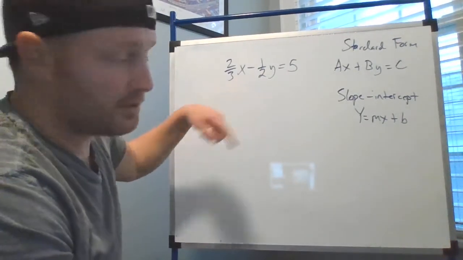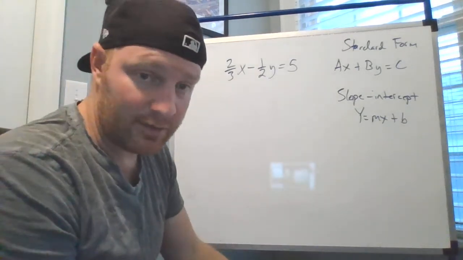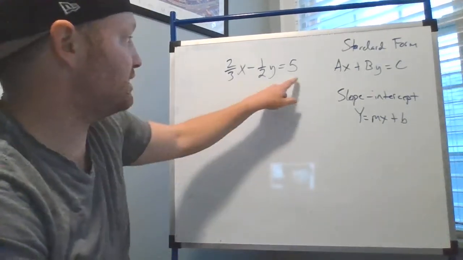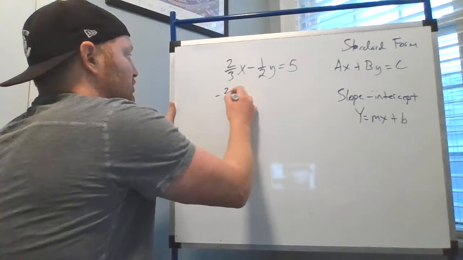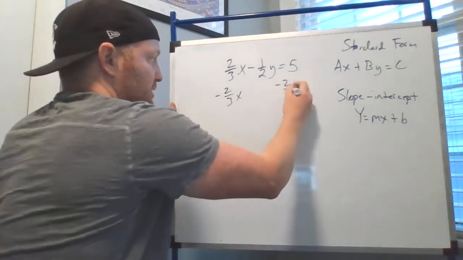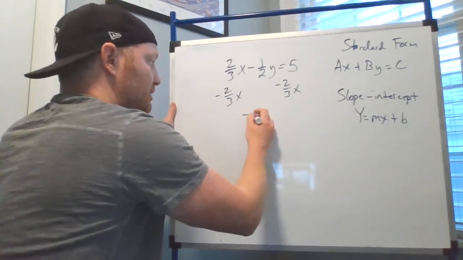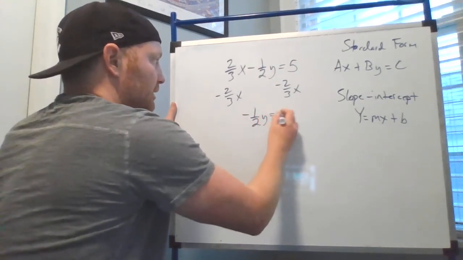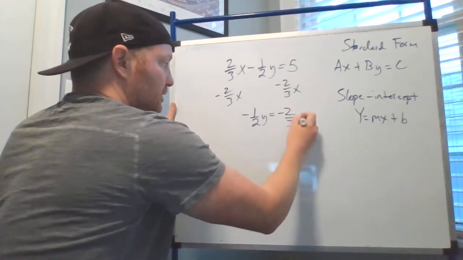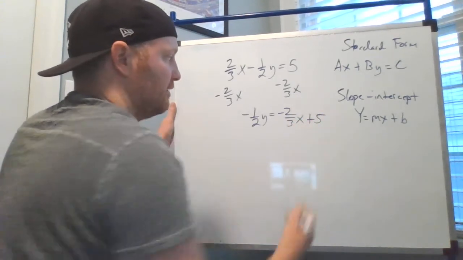So first things first, follow the exact same process. Nothing changes here. Move this 2/3 x to this side by subtracting 2/3 x from both sides. This is a -1/2 y, and do not forget that. It equals -2/3 x plus 5.